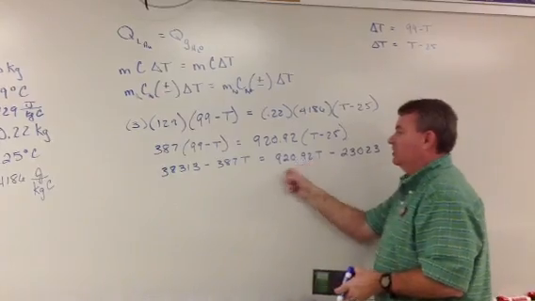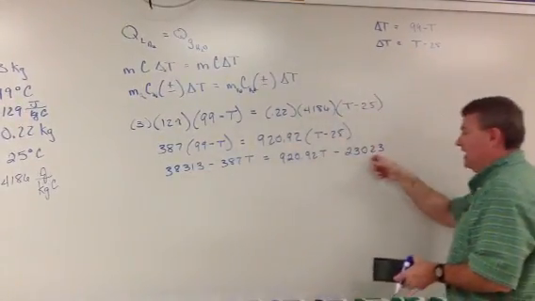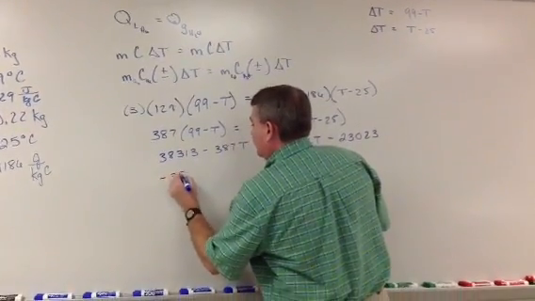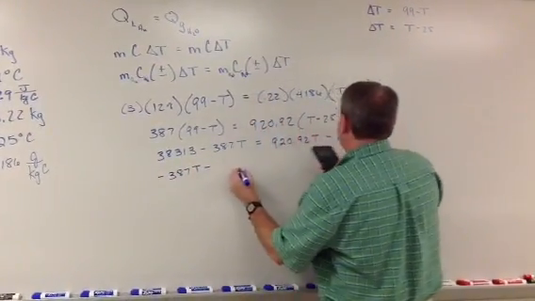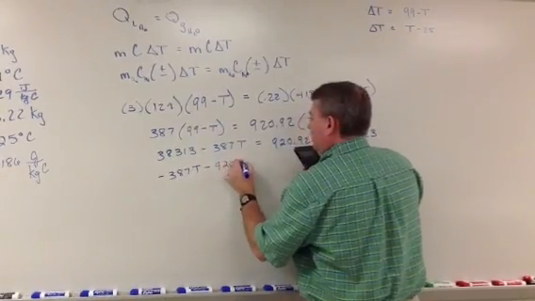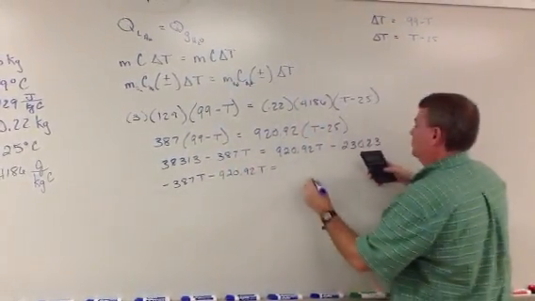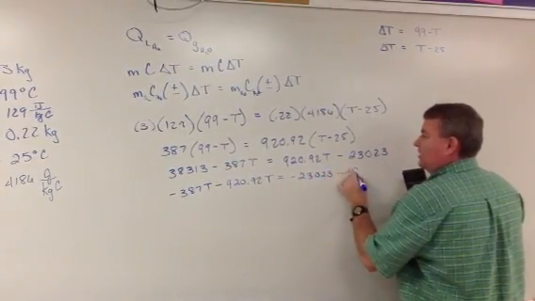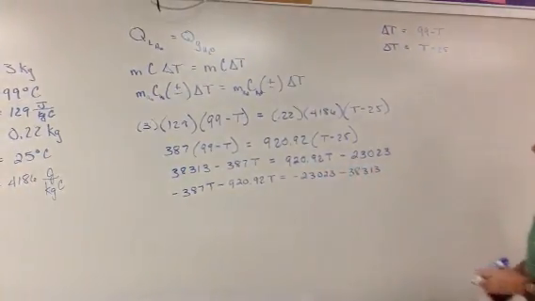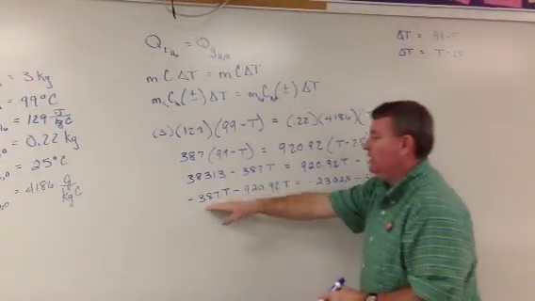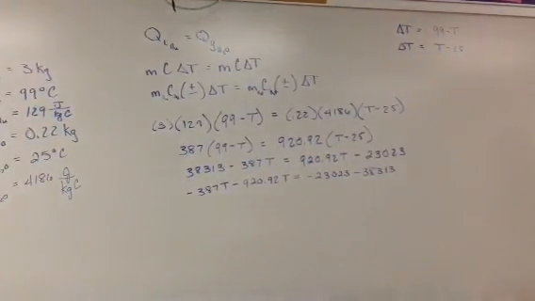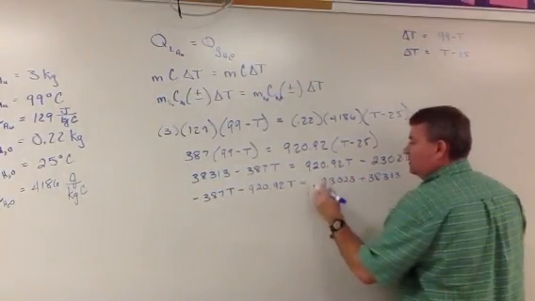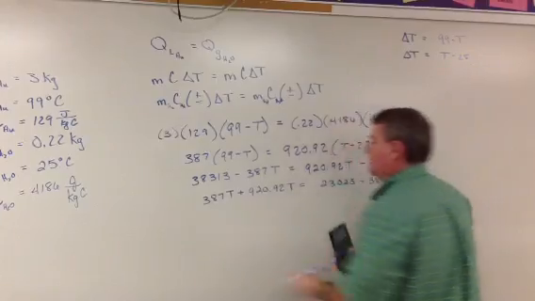Now, we have a temperature here, temperature here. We want to get this temperature to this side, move this number to that side so we can solve for T. We end up with negative 387T minus 920.92T is equal to negative 23,023 minus 38,313. Now, every single term has a negative sign in it, so I can divide every term through by negative 1 and just cancel out all the negatives. So this becomes positive, that becomes positive, that becomes positive, that becomes positive.